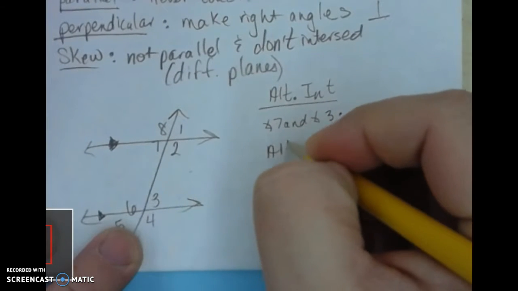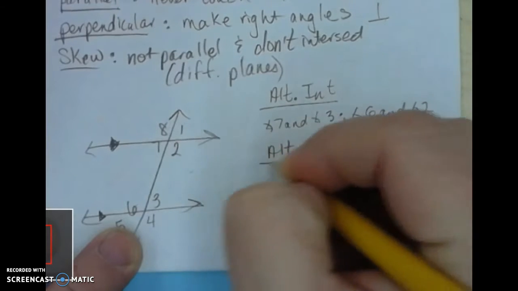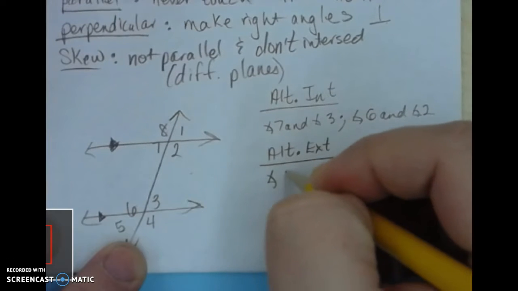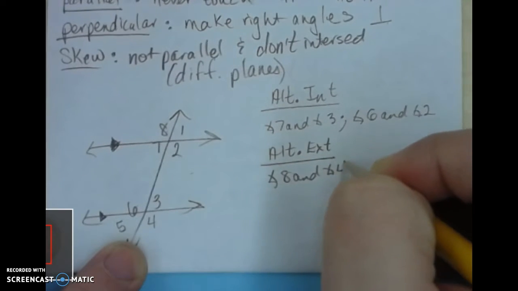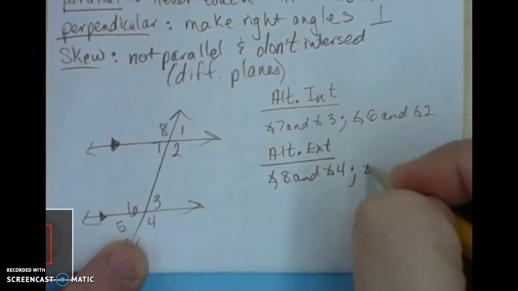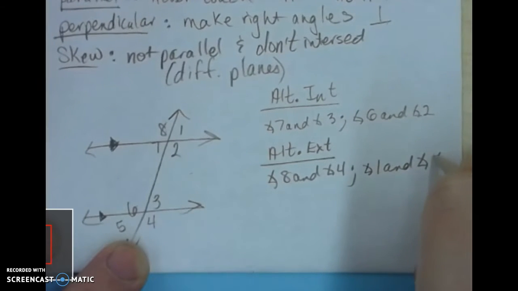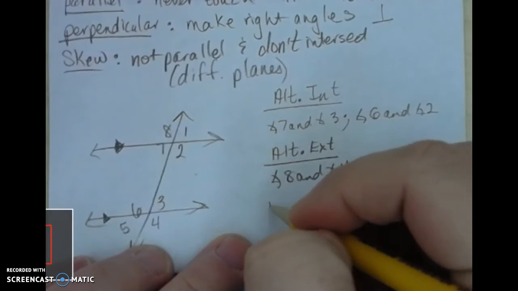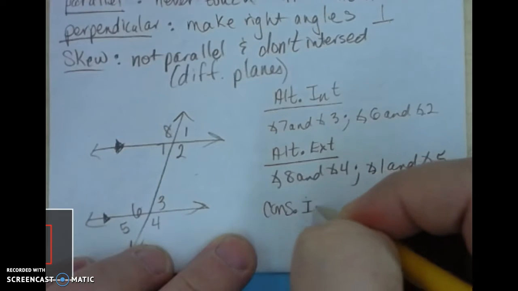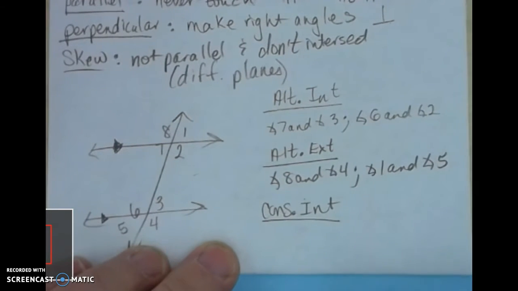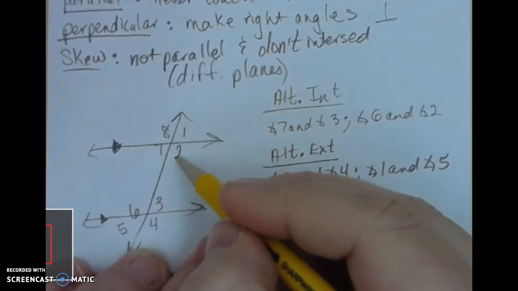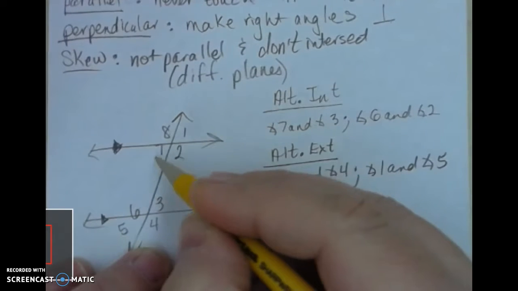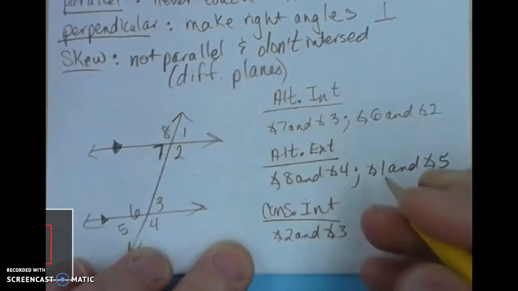Alternate exterior is the same idea, except they're on the outside. And so for this one, 8 is alternate exterior with 4. And on the other side, we have angle 1 and angle 5. The next type we have is something called consecutive interior. And remember, consecutive interior is one right after the other, and these are actually angles like 2 and 3, and then 7 and 6.